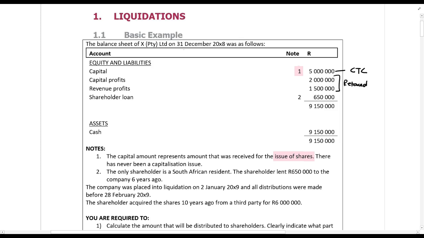Now, this is 31 December 20X8. They say the only shareholder is a South African resident. The shareholder lent 650,000 rands to the company 6 years ago. That's what we see there. The company was placed into liquidation on the 2nd of January 20X9. Make sure you see it's after that date. And all distributions were made before the 28th of February. The shareholder acquired the shares 10 years ago from a third party for 6 million rands. So that's the base cost for shares.